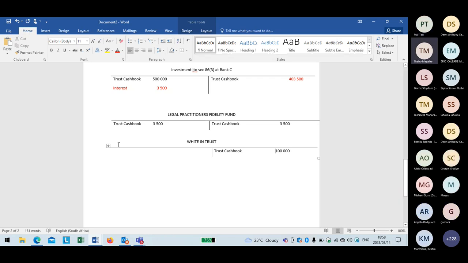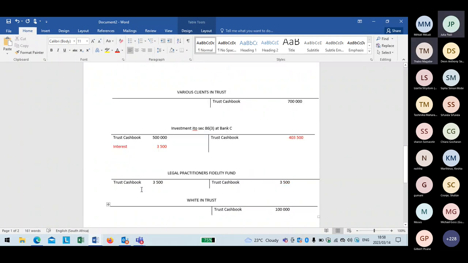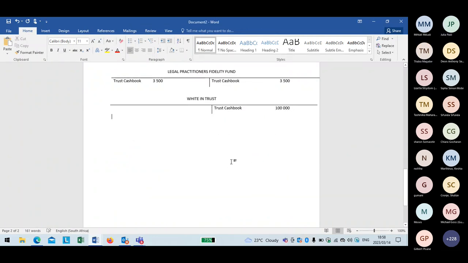Number 8 does not end here. It goes further and says you are instructed to purchase quoted shares for 60,000. You pay the stockbroker for 2,000 shares in ABC Limited. What do you do? You go to the trust account and you credit 60,000. Is it available?